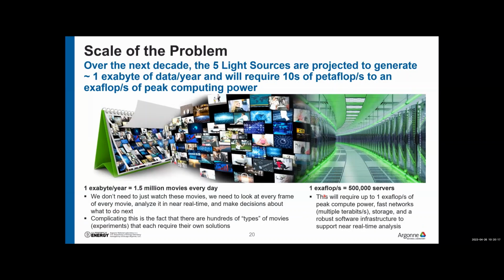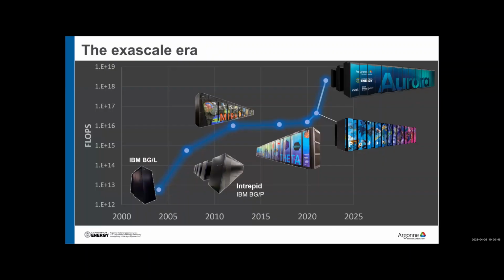To put it in the context of the 5 light sources funded by DOE together, we will generate about 1 exabyte of data per year. I like this slide from Nicholas Schwartz. That's about 1.5 million Netflix movies every day. And it requires about 1 exaflop of computing power for reconstruction. So that's a kind of a big data problem.